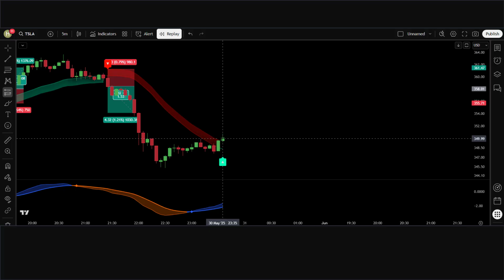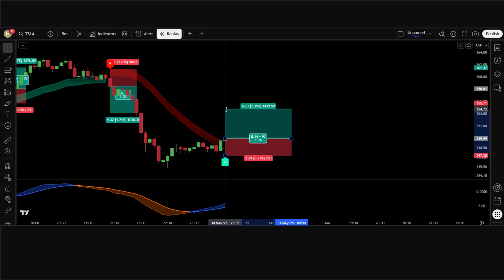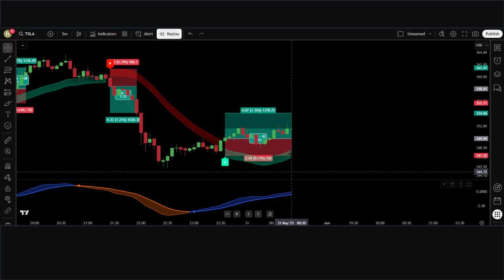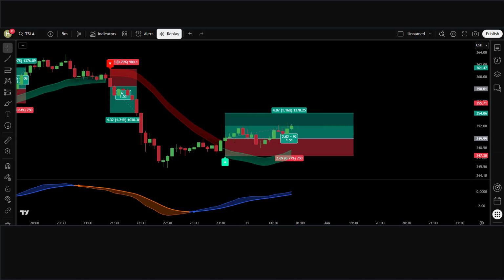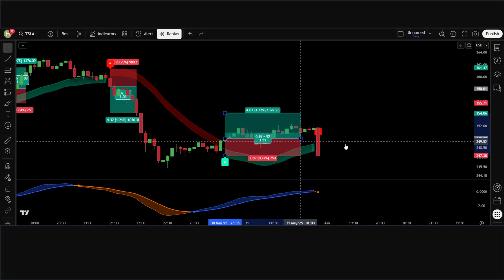Our stop loss will be placed at the lower deviation band of the zero lag indicator. And the risk to reward ratio will be 1:1.5. Let's see what happens to our trade. Our trade is running in profit. We have lost this trade. Never mind, sometimes it happens in the market.